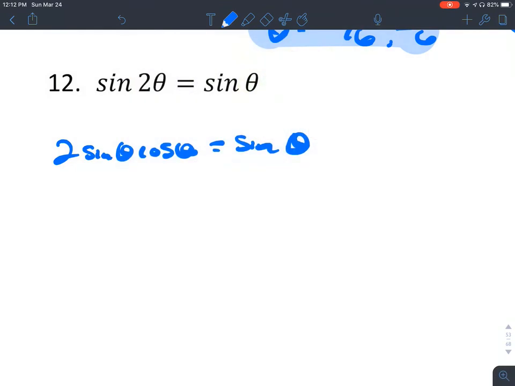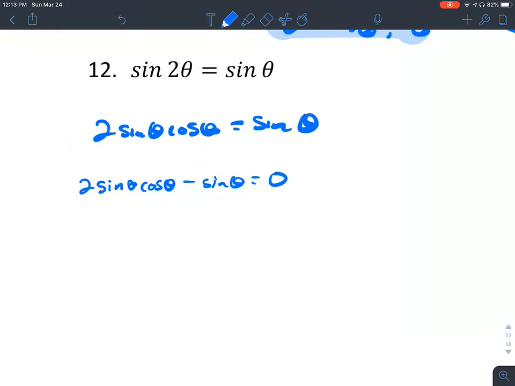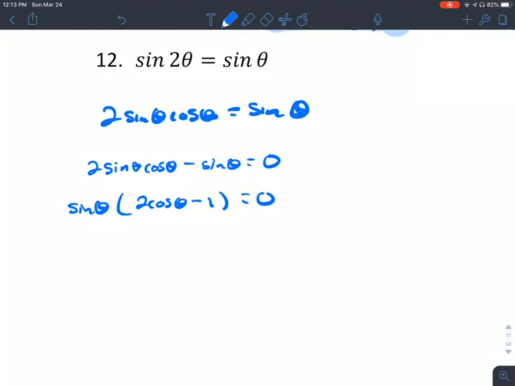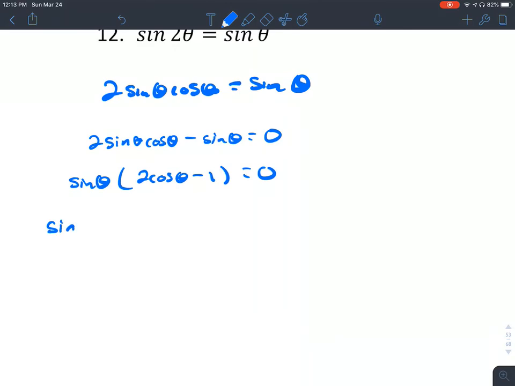If we subtract sine of theta from both sides, we get 2 sine of theta cosine of theta minus sine of theta equals 0. If we GCF this, sounds like a bad word, we're going to get sine of theta times 2 cosine of theta minus 1. Set each factor equal to 0. Sine of theta equals 0. 2 cosine of theta minus 1 equals 0.